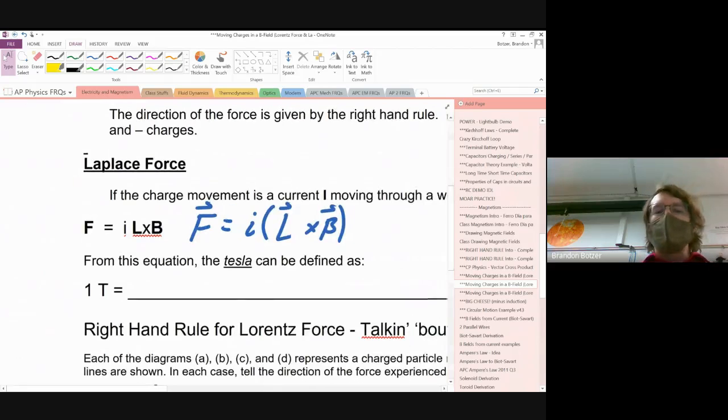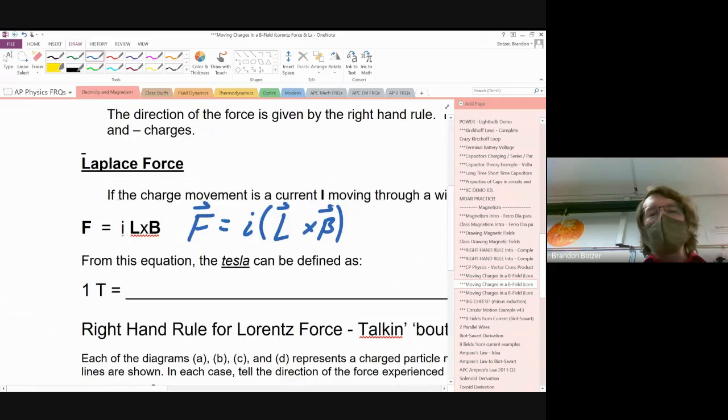Okay. From this equation, we can redefine the Tesla. I'm actually leaving that one to you as a part of the intergalactic. So, haha, next.